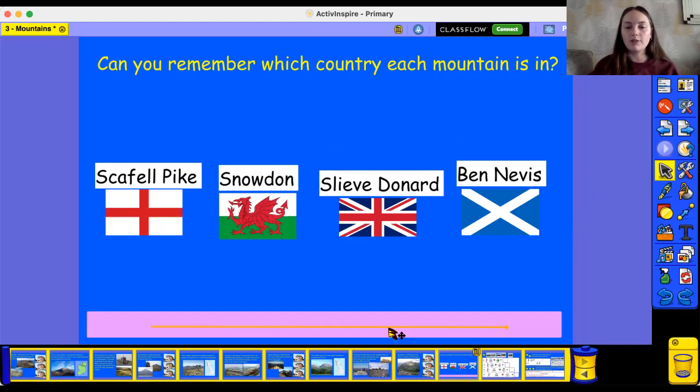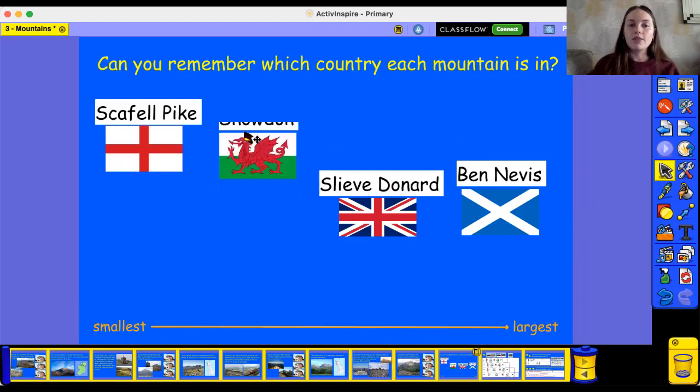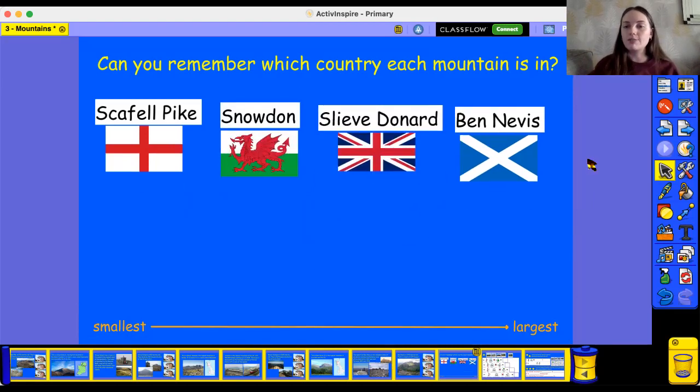Fantastic. Well done, Year 2. Now, as a challenge, let's see if we can put them in order from the smallest to the largest. Let's start with the largest mountain. Which of these mountains is the biggest?